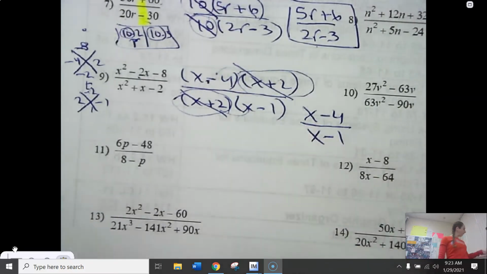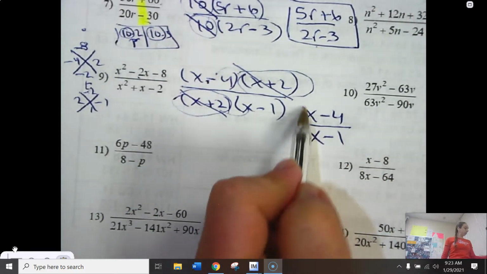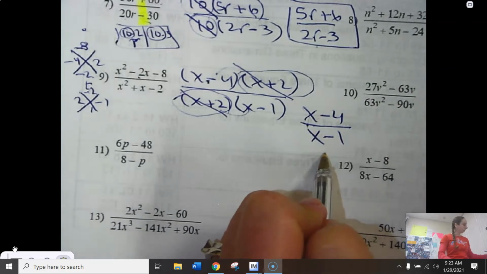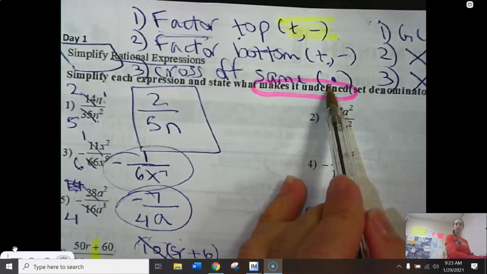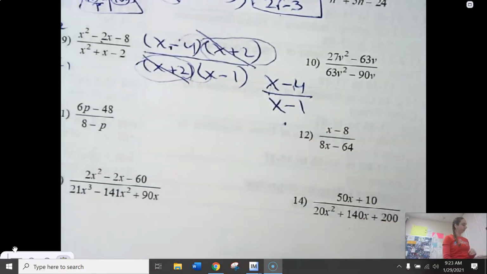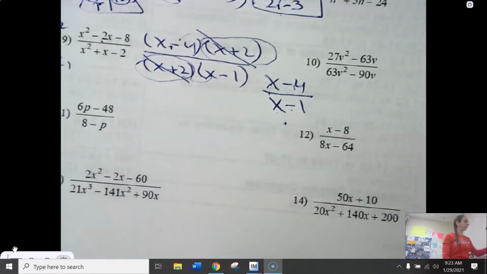Now some of you go, well, I know this, I can cross off the x's. Well, I can only cross off what is the same, what is being multiplied. This is being subtracted. Can't do it.